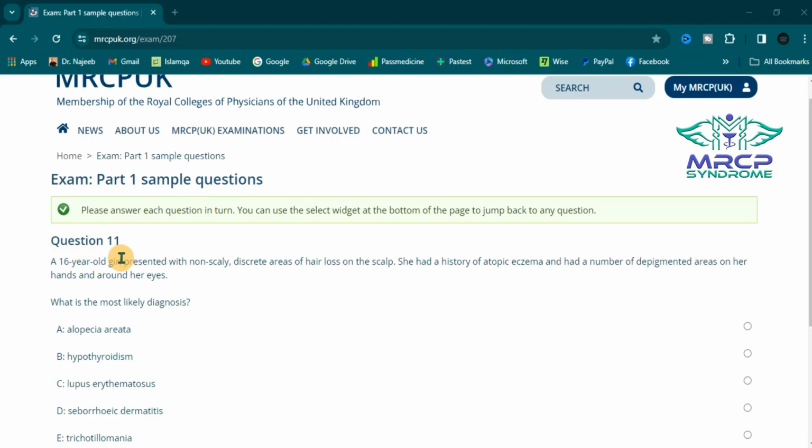This young girl presented with non-scaly discrete areas of hair loss on the scalp. She had a history of atopic eczema and had a number of depigmented areas on her hands and around her eyes. Atopic eczema is an autoimmune condition, and also the evidence of depigmentation most likely points towards vitiligo.